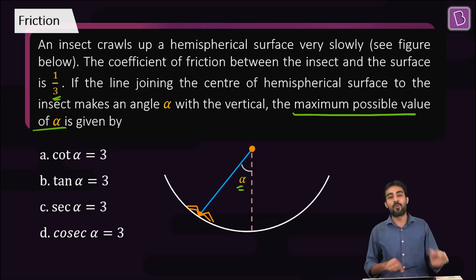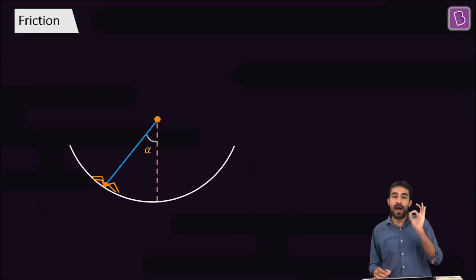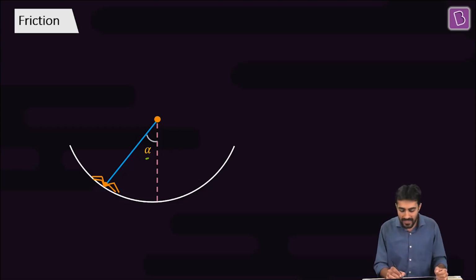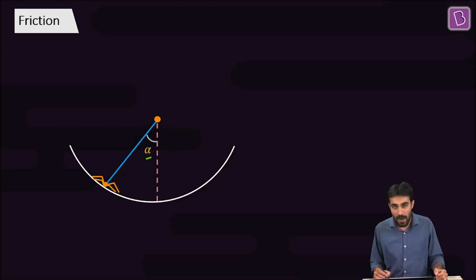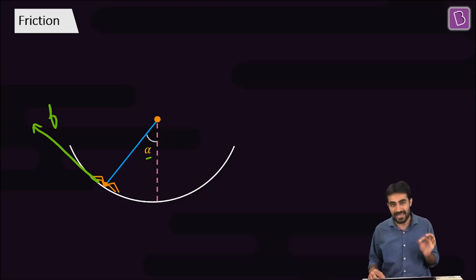This is the angle alpha. What can be the maximum possible value of this angle? Now, you can see that the insect can crawl up to a certain height. It cannot go beyond that height. And we have to tell what is the maximum value of alpha. Now, let us say the insect is at its peak height. At this peak height, the value of friction is also at its peak, right? So friction is at its peak. The friction cannot go beyond this value. The insect can also not climb beyond this particular height.